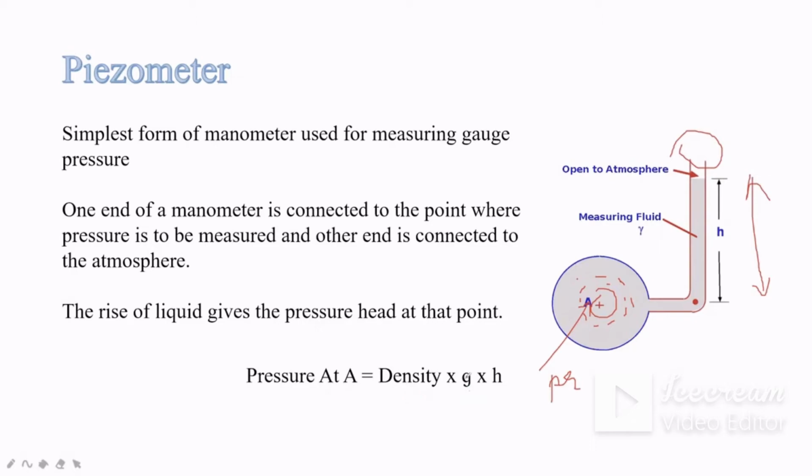So this is the piezometer construction and it is about the piezometer. One end is connected to where the pressure is to be measured and the other is open to the atmosphere. So height is very important here. If height is known, we can easily calculate the pressure at A. During this calculation, the density is the liquid density, the fluid density, whichever is present here. Gravity is constant, 9.8. H is the distance from here to here, to where it is raised.